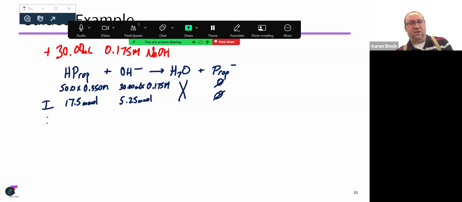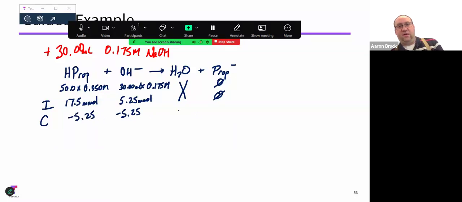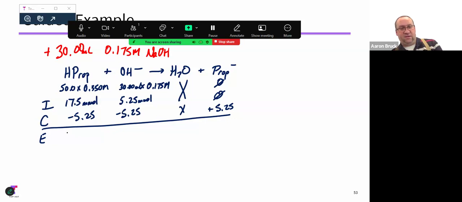So that's our initial condition. Our change condition: limiting reactant takes over. So we're going to lose 5.25 of all reactants, and we're going to gain 5.25 of our product. And so at our new equilibrium set, 17.5 minus 5.25, rounded to 1 decimal place, is 12.3 millimoles. We have no hydroxide left over. We have 5.25 millimoles of the propanoate.